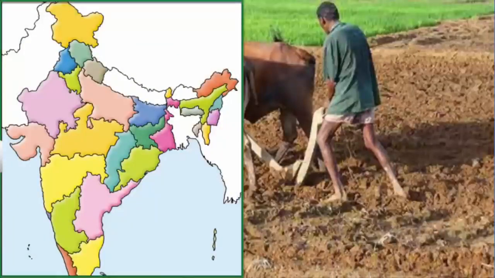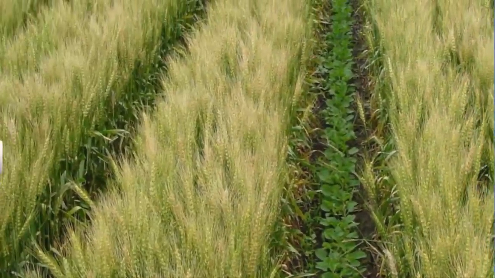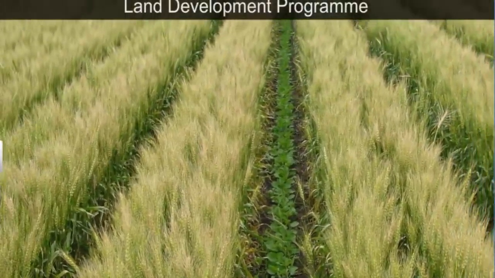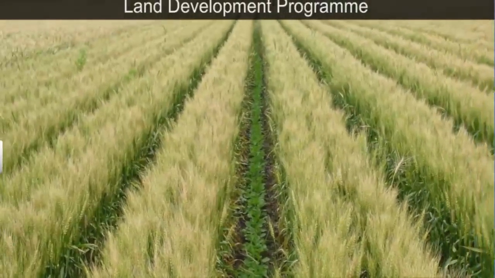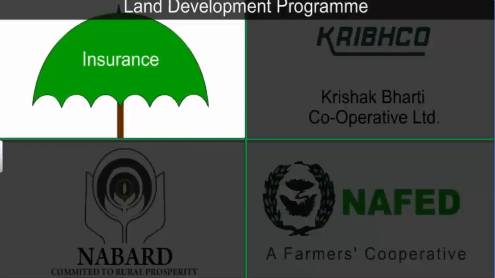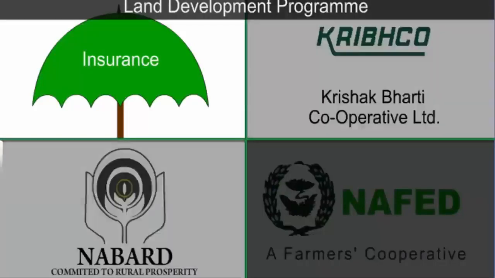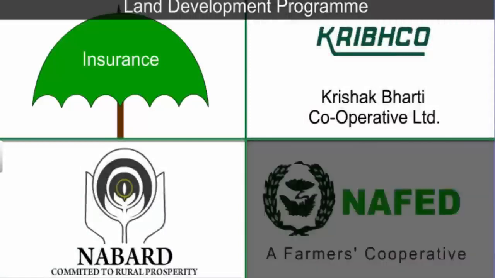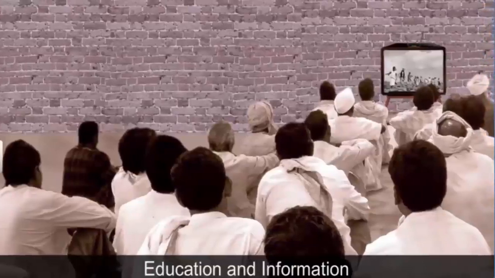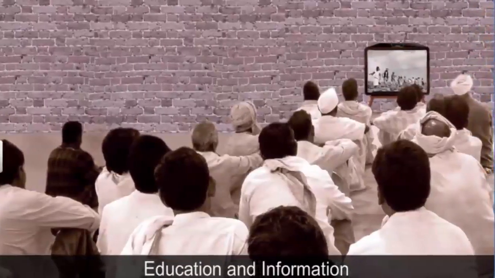The benefits of land and agricultural reforms were limited to a few areas in the country. Hence, the government launched a comprehensive land development program in the 1980s and 1990s. The main highlights of the land development program were insurance cover to farmers against damage to crops and setting up of rural banks and cooperative societies to provide them loans on easy rates of interest.